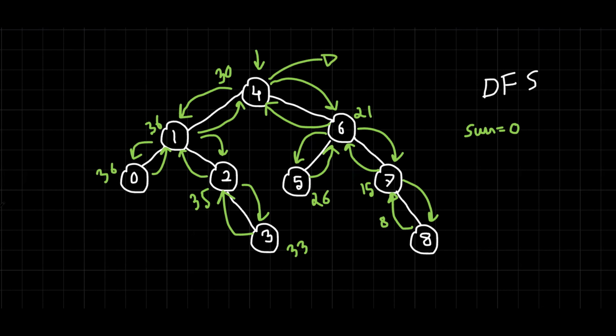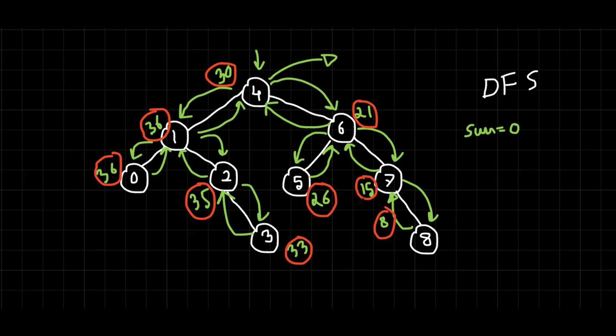So here we can see that the root value becomes 30, then 36, 36, 35, 36, 26, 21, 15, and 8. So all of the values in the nodes are replaced by using this algorithm. This is how we are going to solve this problem. I hope you understood it. Now let's move on to the code.